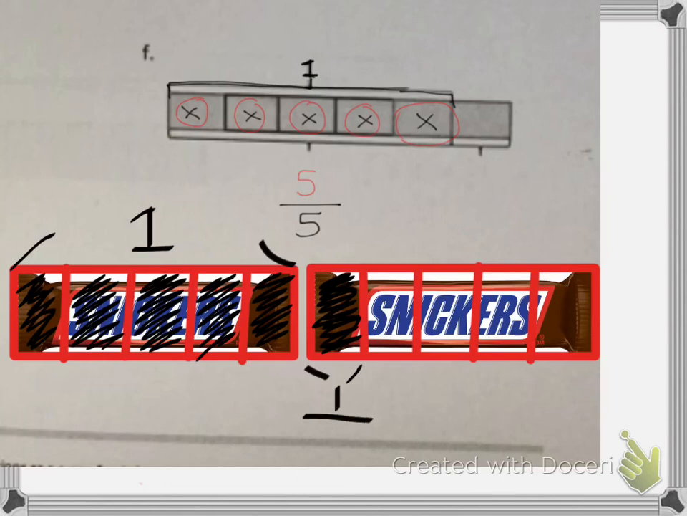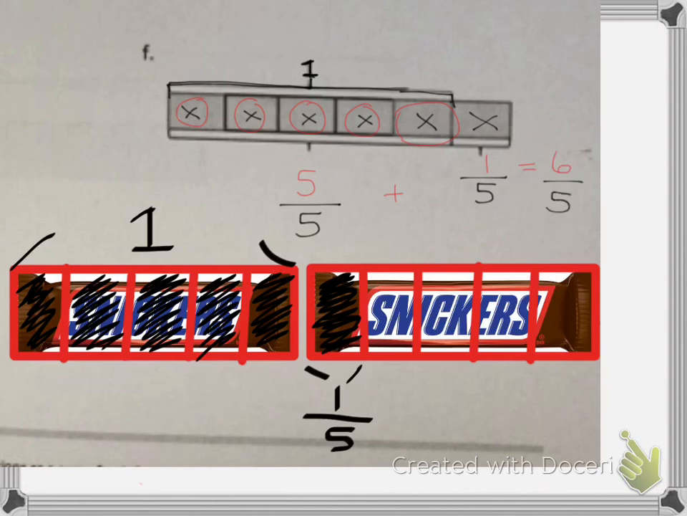But how many do we have total? 1, 2, 3, 4, 5. It is going to be 1/5. So this little X here, right, it is going to represent fifths still. And we have 1 shaded in. So 5 fifths plus 1/5 is going to equal 6 fifths here.